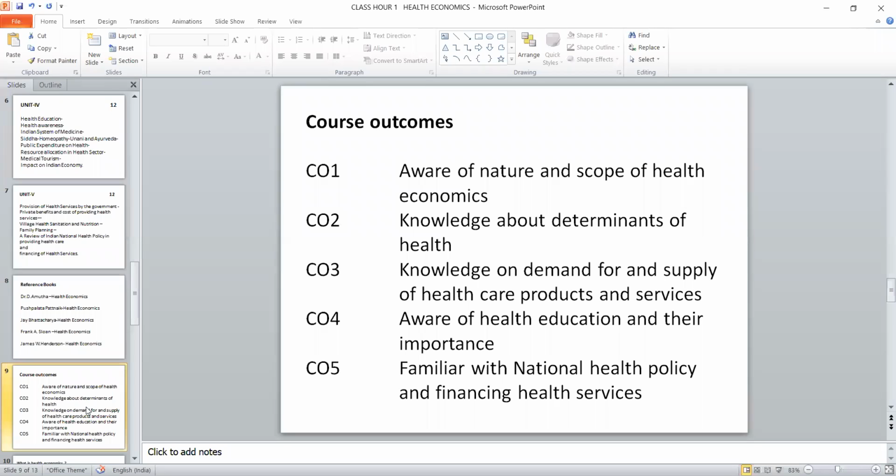And finally, the last outcome is that we will be very familiar with the national health policy and the financial resources for the health service. This is the course outcome that you should get.